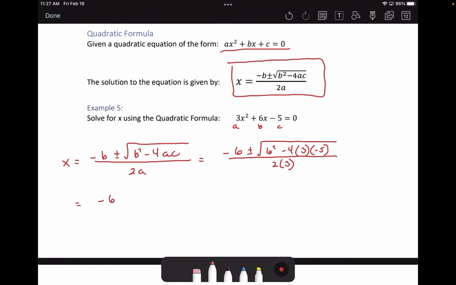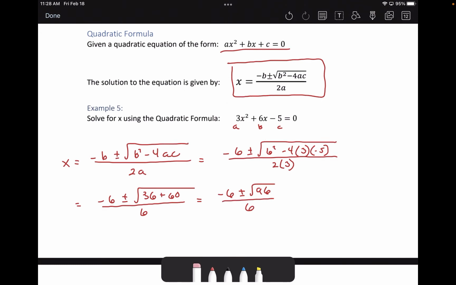Negative 6 plus or minus the square root of 36 plus 4 times 3 times 5 is 60, all over 6. Simplifying more, we get negative 6 plus or minus the square root of 96 all over 6.